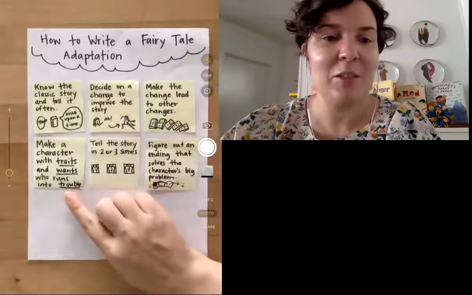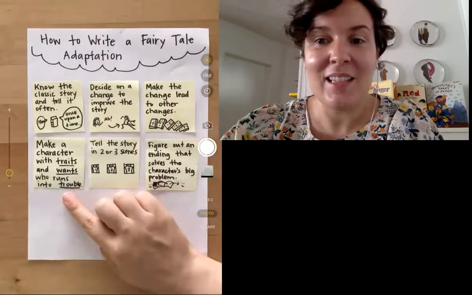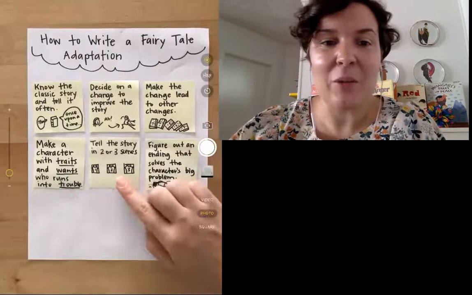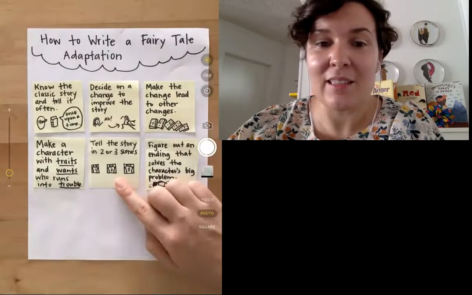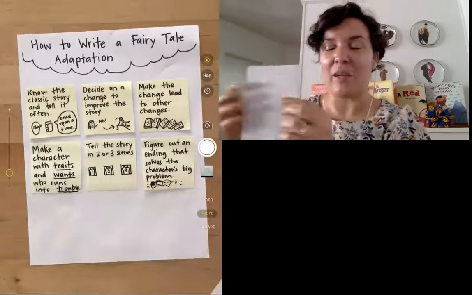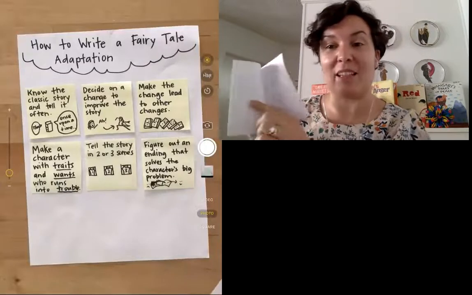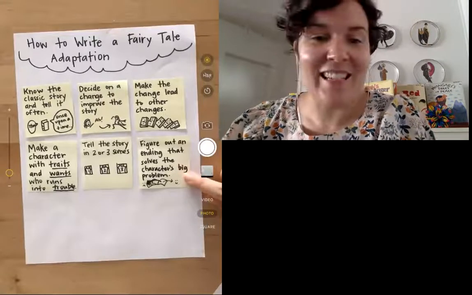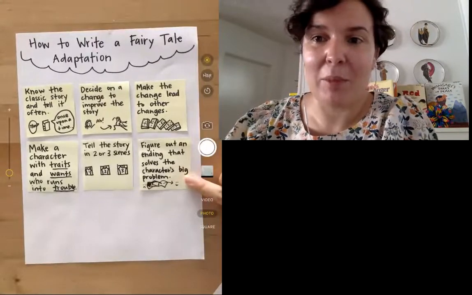Okay, did you see what I just did? I made a character with traits and wants who runs into trouble. I told the story in 2 or 3 scenes. I told it out loud, pointing to each page in my booklet as I wrote the story in the air. And I figured out an ending that solves the character's big problem.